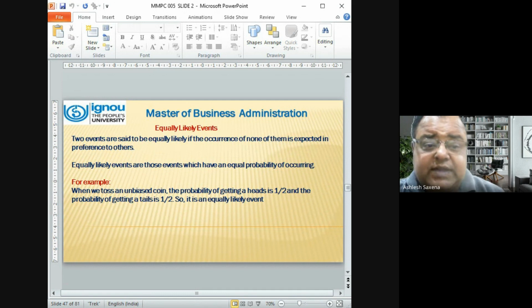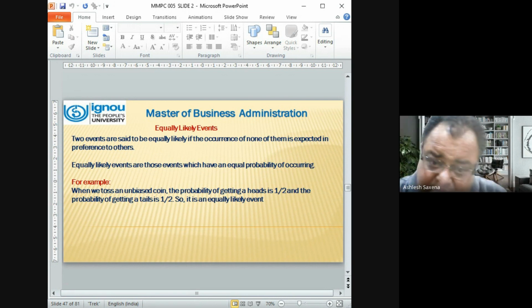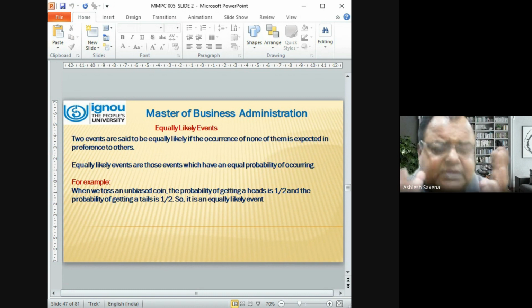इक्वली लाइकली इवेंट. Two events are said to be equally likely if the occurrence of none of them is expected in preference to others. What does that mean? Equally likely events are those events which have equal probability of occurring. फिर हम एग्जांपल लेंगे toss of a coin का, because to understand it, this is the easiest and the best example.